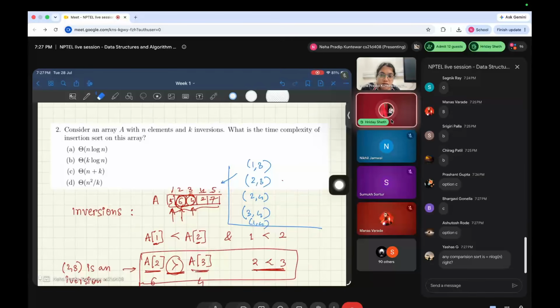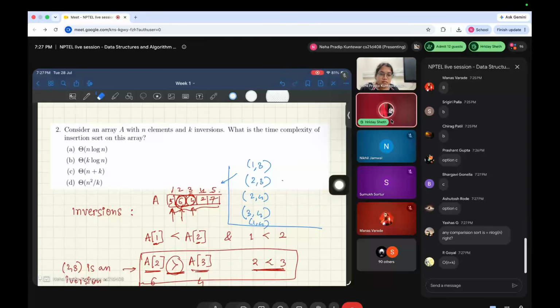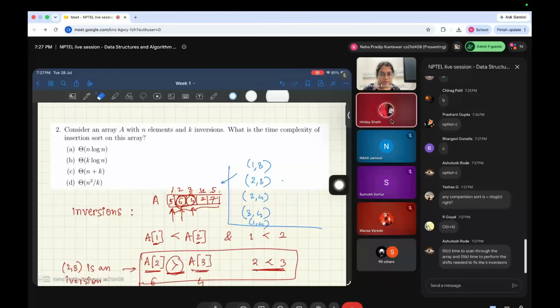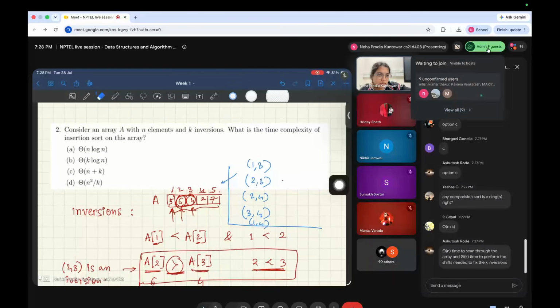Ma'am, I feel like the answer should be C because it's pretty straightforward. If you consider n elements, the outer loop goes from 0 to n minus 1, and the total elements are n. So, considering that as the outer loop and having the total number of inversions as k inside, both these cases should be added to get theta of n plus k. So it's pretty straightforward, I think. Okay, okay.